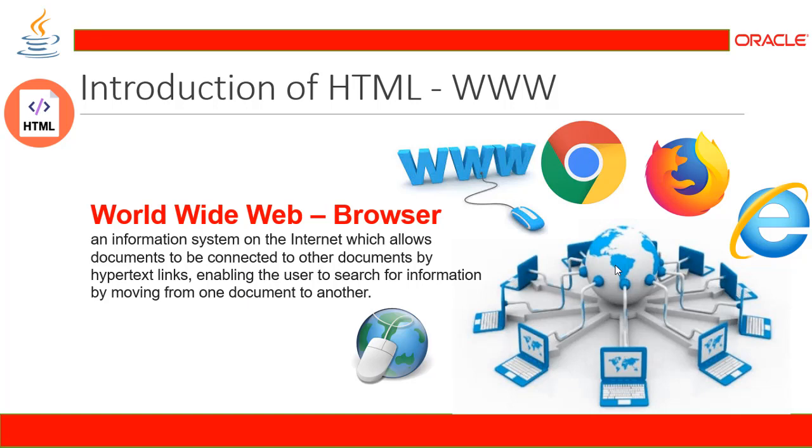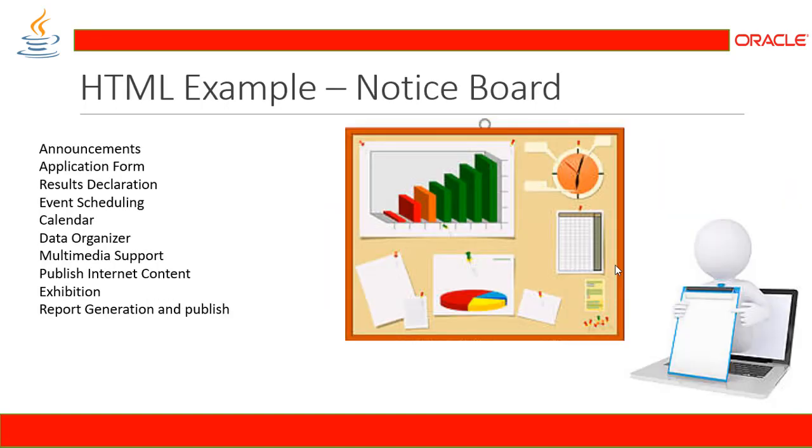In simple words, you can say the browser is something like a notice board: a school notice board or a college notice board or any kind of community notice board which has all types of information to be published to all the audience or visitors to that particular community. If they have any kind of announcement, they will simply put the notice on the notice board. Application form is available, put it on the notice board. Result declaration, event scheduling, calendar, data organizer, multimedia support, publish internet content, exhibition, announcement, report generation and publish.